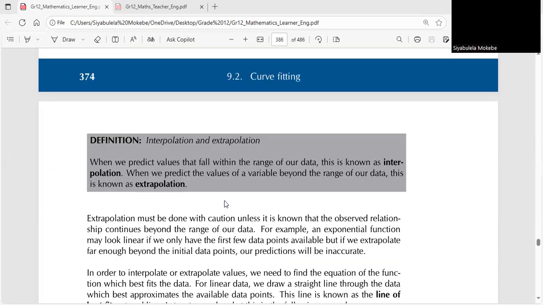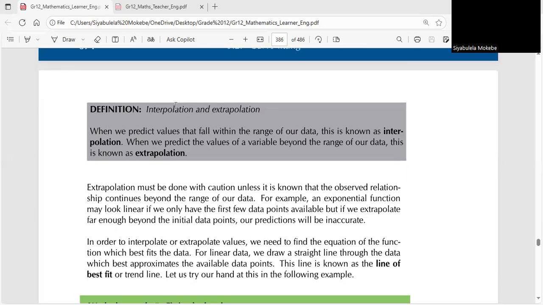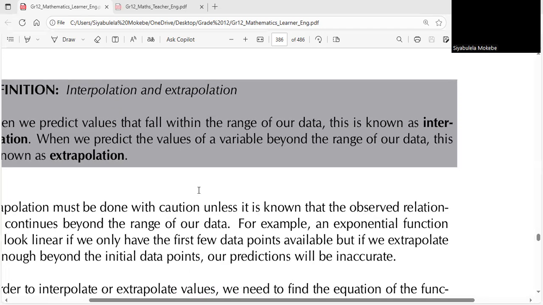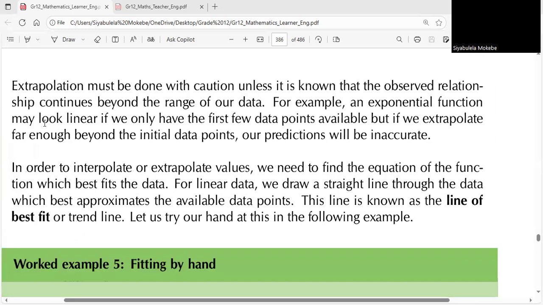Okay, so this takes us to definitions of two important terms, interpolation and extrapolation. When we predict values that fall within the range of our data, so they fall within, this is known as interpolation. When we predict values of a variable beyond the range of our data, so beyond the range of our data, this is known as extrapolation.